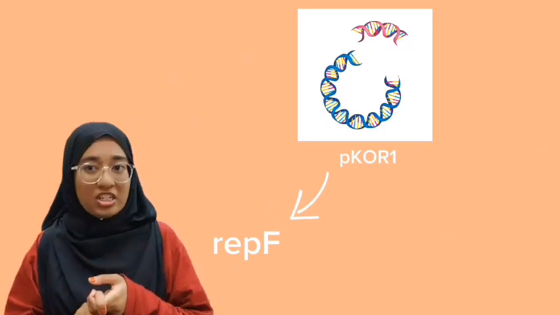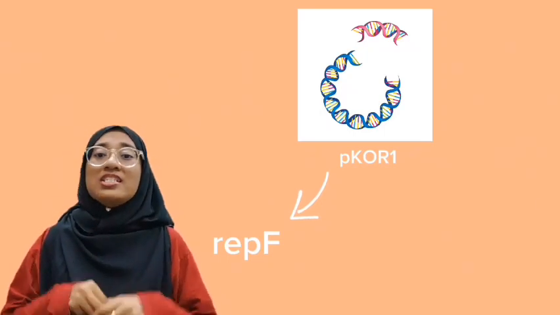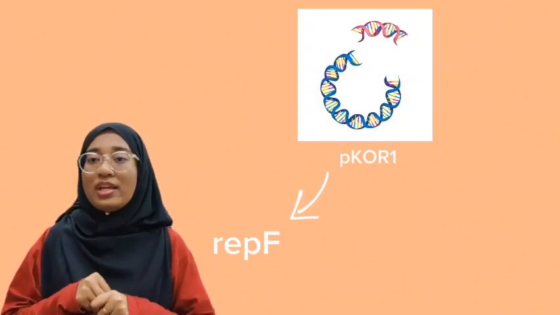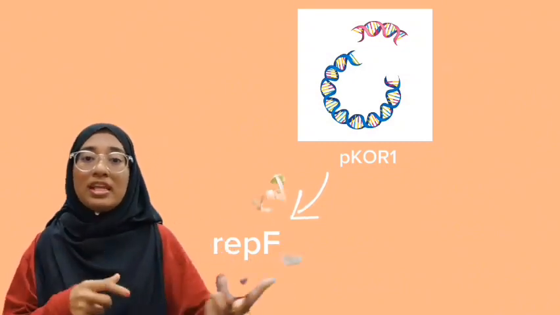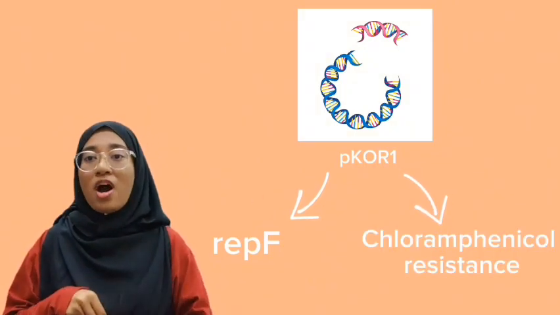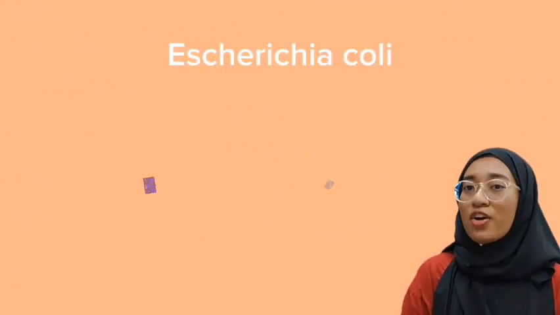Next, we will amplify the temperature-sensitive origin, REPF, which is needed for plasmid curing after editing. And lastly, from the S. aureus, we will obtain the chloramphenicol resistant marker that can be harvested from the PCO-R1 plasmid. Another bacteria that we use is Escherichia coli.